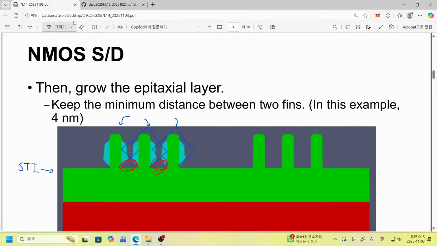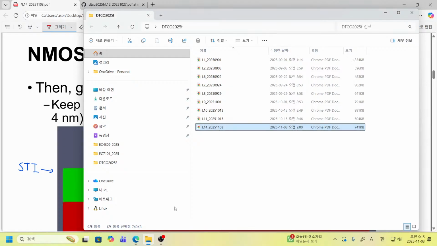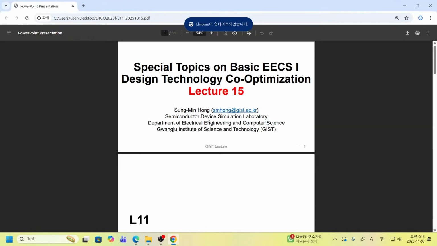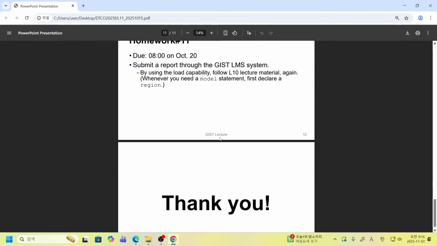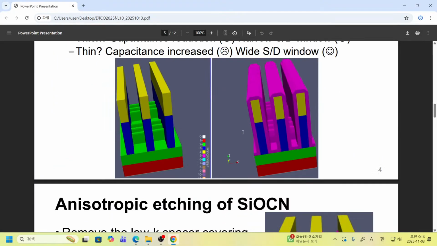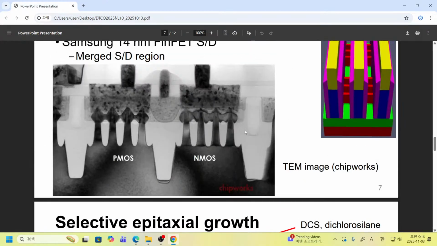So in this example, I just show you some separated fins where epitaxial growth is stopped before they are merged. But maybe we have already seen the realistic structure, for example, yes.